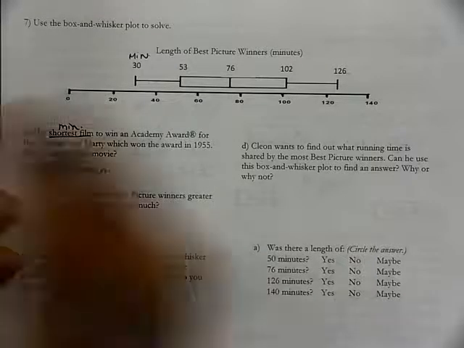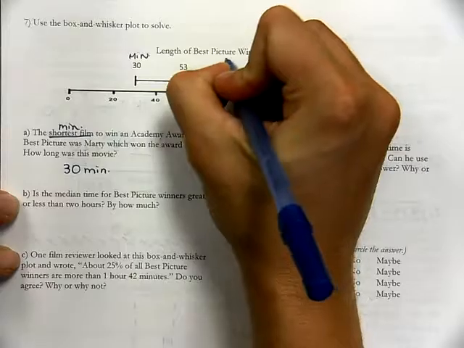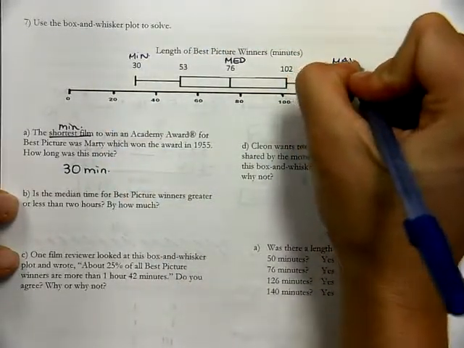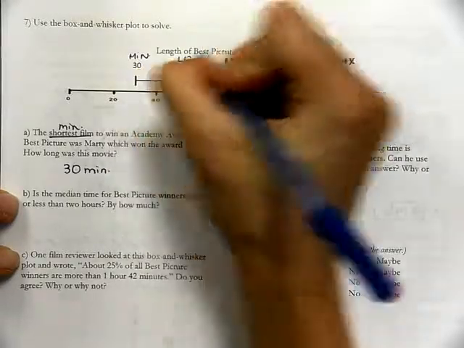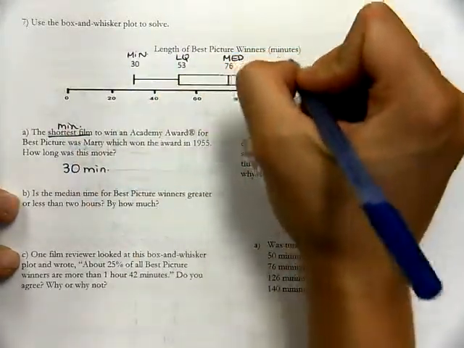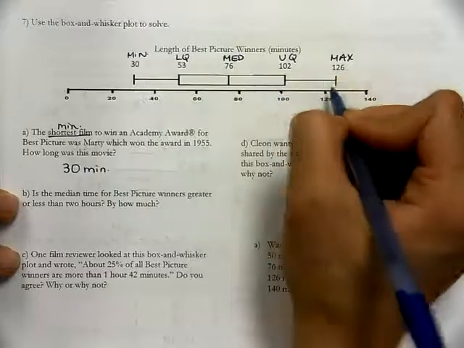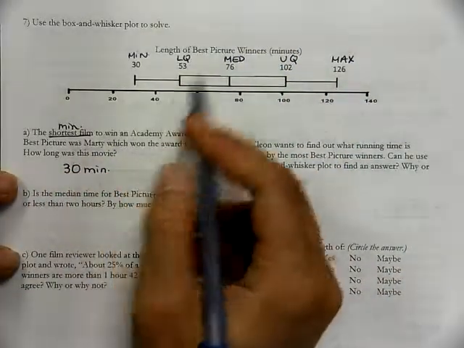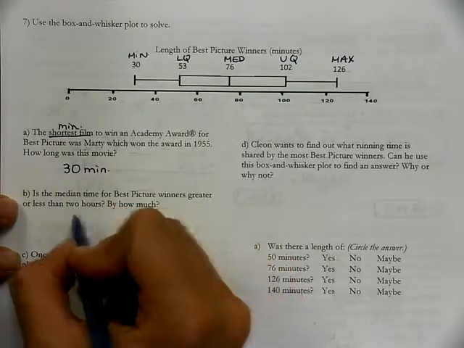Part B says, is the median time for Best Picture winners greater or less than 2 hours, and by how much? Well, the median is this number right here. Remember, that's the min, and this is the max. You have the median, the lower quartile, which is the median of the lower half, and the upper quartile, which is the median of the upper half. So the median is 76 minutes. It wants to know, is it more or less than 2 hours?